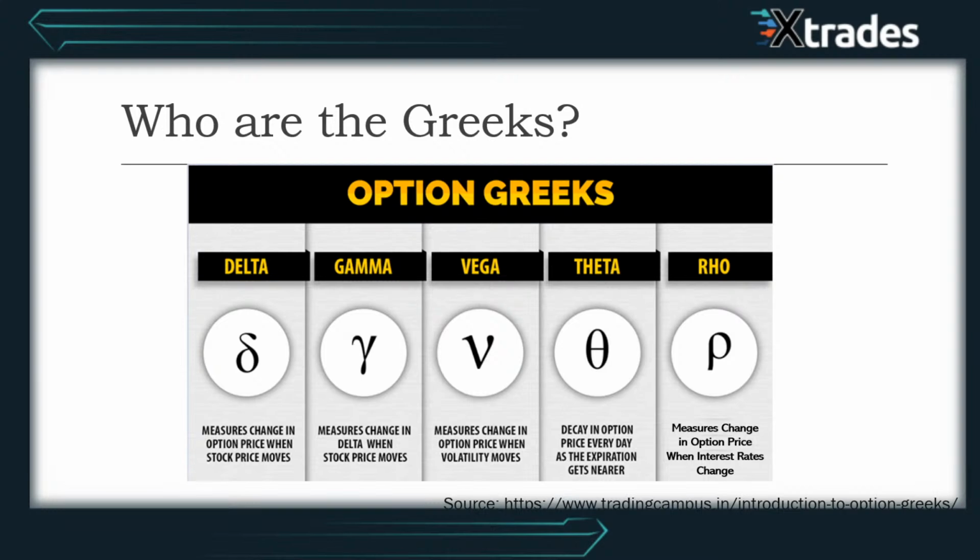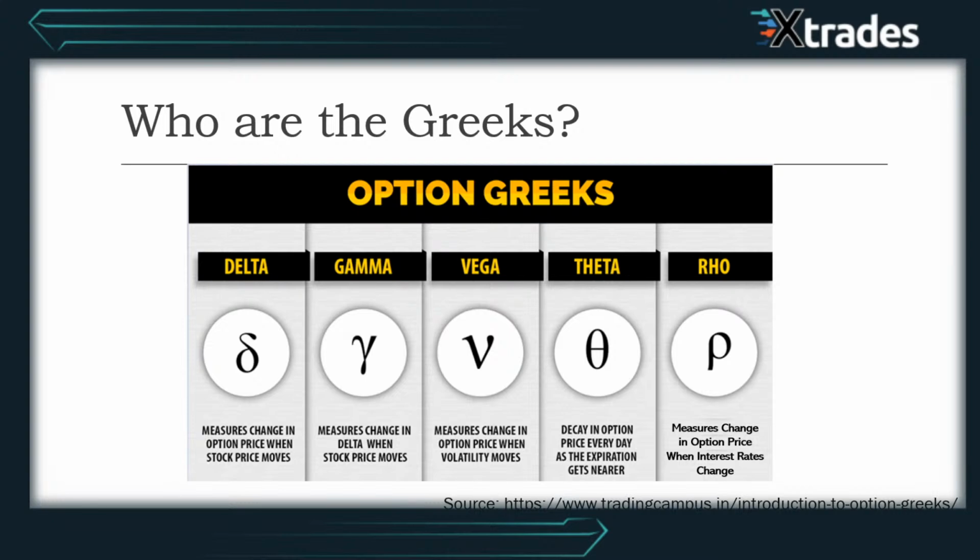So if theta is, say, 250, then that means that on the next day, if you're holding a contract for one whole day, then you expect that contract price to decrease by $2.50. And of course, this will change over time as well. And in rho, this was incorrect the last time.